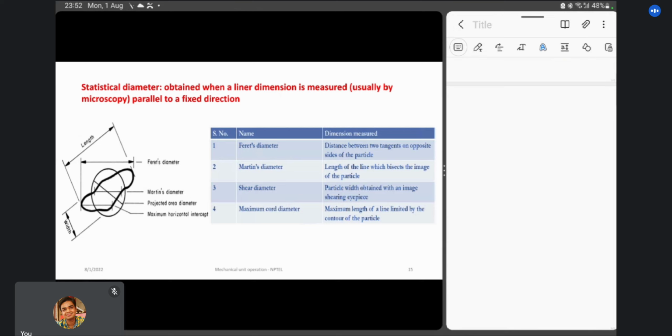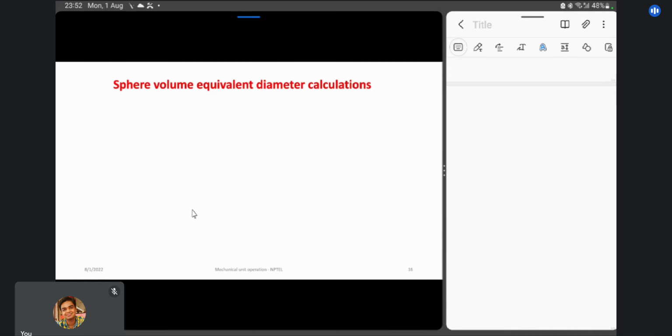Same as the shear diameter, obtained with an image shearing eyepiece. So it is shearing the whole image, and the maximum chord diameter, which is the maximum length the particle covers. Okay, so this is all about the statistical diameter, which we are not generally using on the industrial scale, but if you want to go for research on a very specific particle size, like we need to understand the catalyst, or platinum and gold nanoparticles, some kind of solid particle we need to understand for research purposes, then for the characterization of it we will go for this statistical diameter.